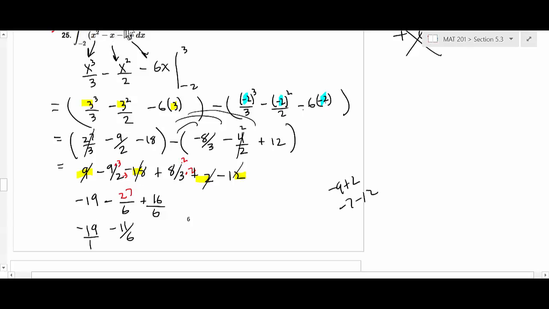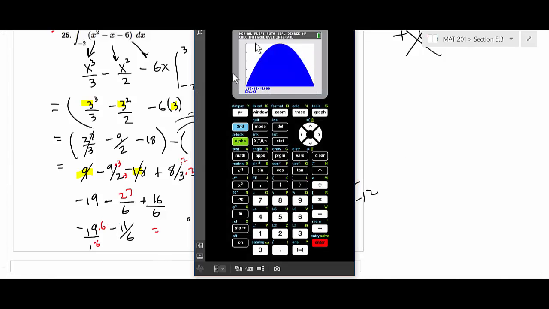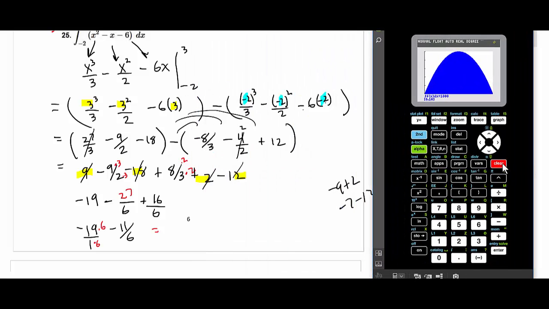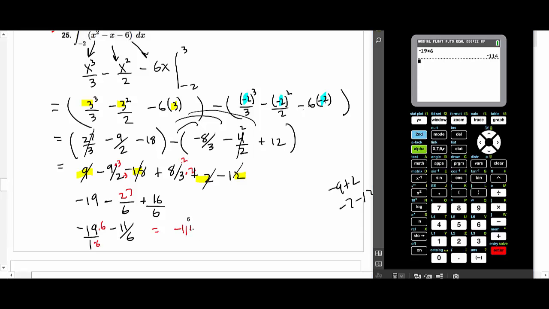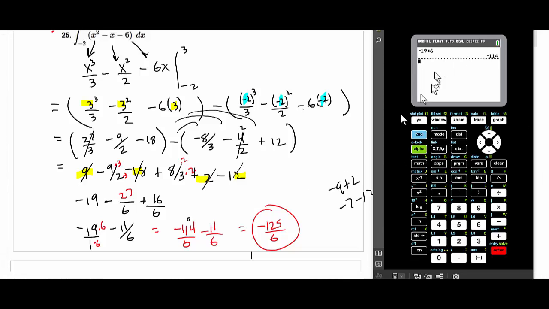So I'm going to put that over 1, multiply by 6 over 6, and we'll see what we get. And then I'll show you how to do a quick check on the calculator on this one. Negative 19 times 6 is going to be negative 114 over 6 minus 11 over 6. So that's negative 125 over 6. And that's the way I want you to write the answer. I don't want decimals. I just want a reduced fraction like that. Okay? All right, now let's see if I got that right.